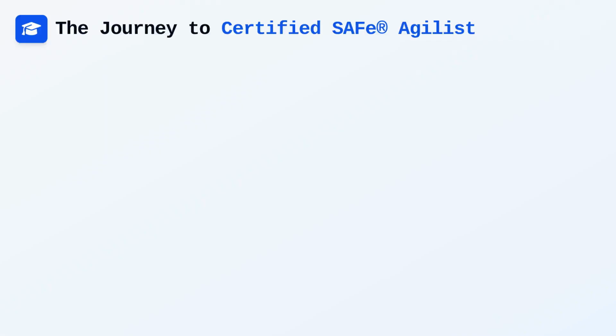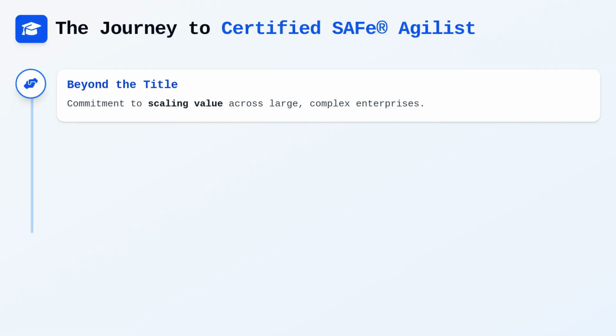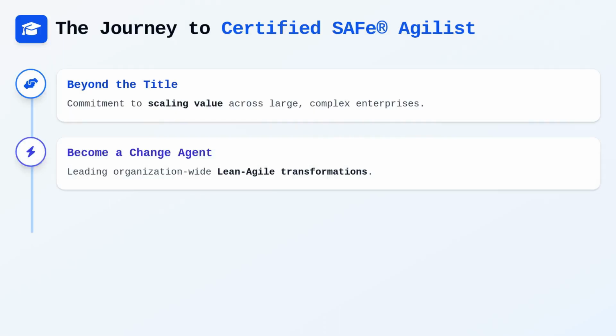Finally, reflect on why you are pursuing this credential in the first place, as the Certified SAFe Agilist title represents a commitment to scaling value in large, complex enterprises. Becoming certified is not merely the end of a training session, but the beginning of your role as a change agent capable of leading an organization-wide Lean Agile transformation.